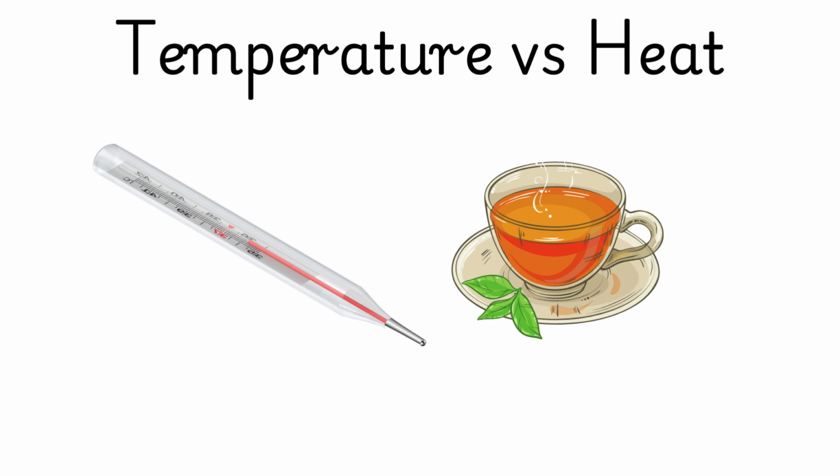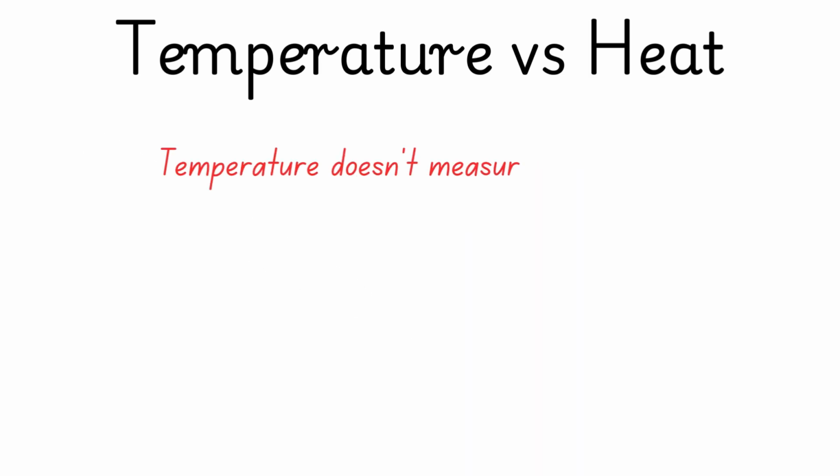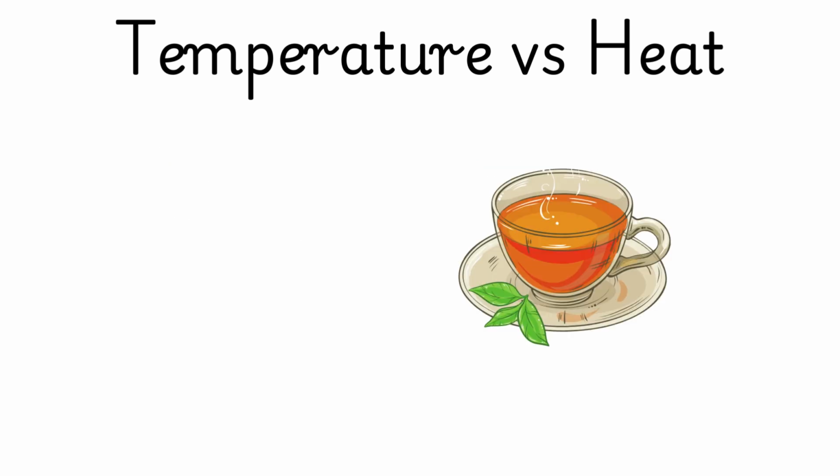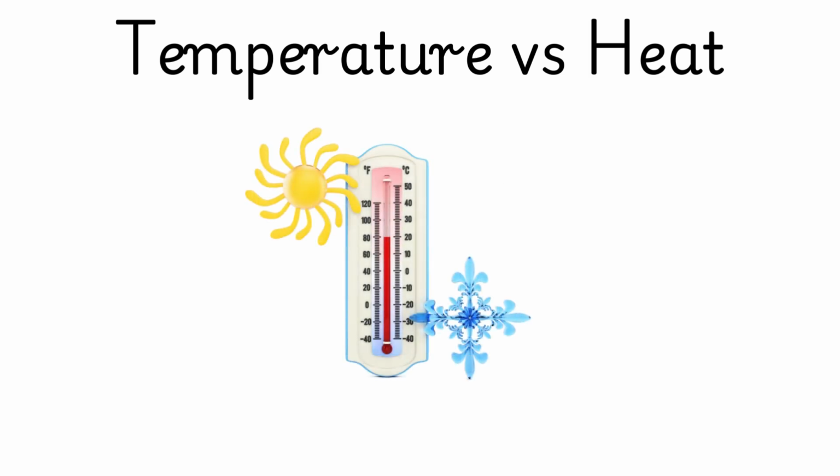But wait, there's a difference between heat and temperature. Temperature is how hot or cold something is. We measure temperature with a thermometer, like the one in your home or school. Temperature doesn't measure energy, it measures how much heat an object has. So, while heat is energy moving, temperature tells us how hot or cold that energy makes something feel.